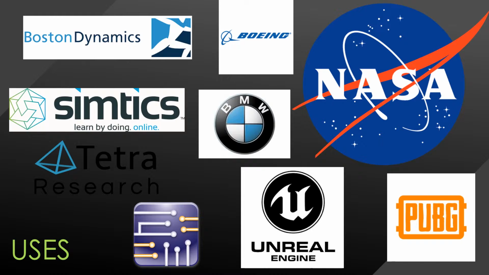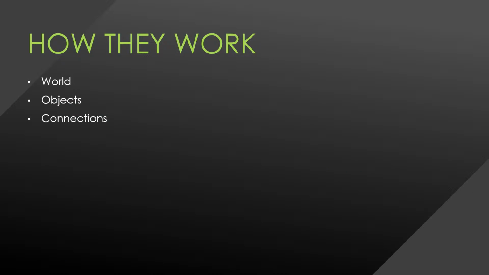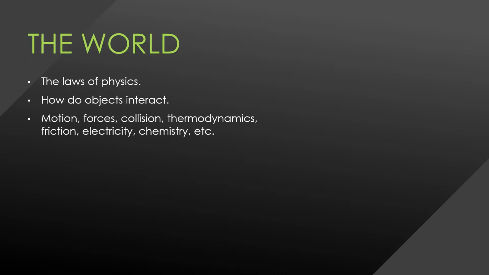But instead of listing all the ways and places simulations are used, I wanted to learn more specifically about how they work internally rather than just where they are used. These engines can be broken down into three main processes: the world, the objects, and the connections. The world piece is the first piece. It's the overall world or universe that your simulation is run in.